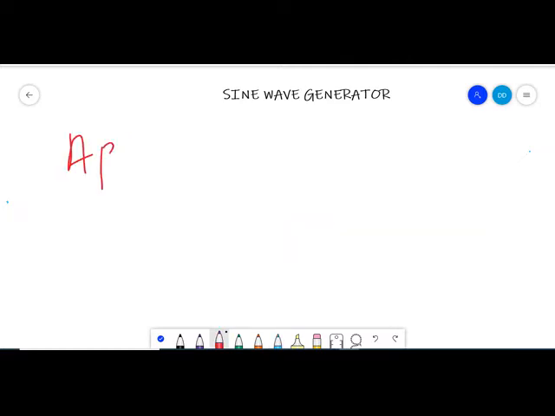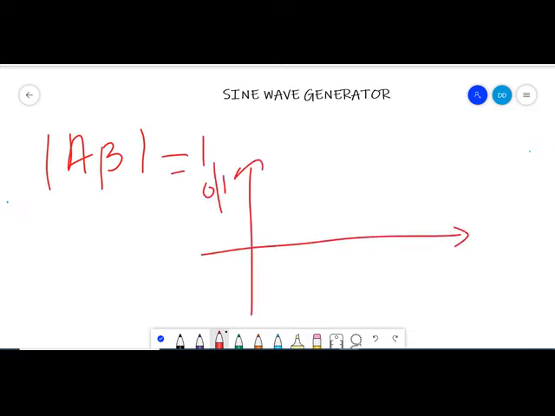If A into beta is equal to 1, then our output remains constant. The magnitude remains constant with constant frequency. So our amplitude and the frequency remain almost constant. We get sustained oscillations if magnitude of A into beta is equal to 1.